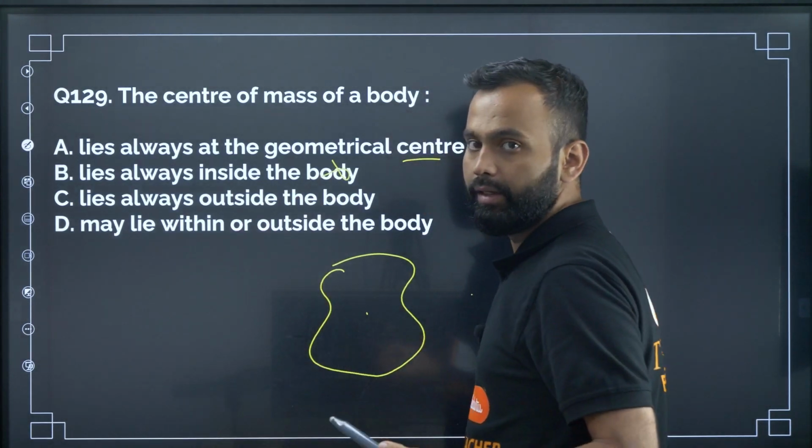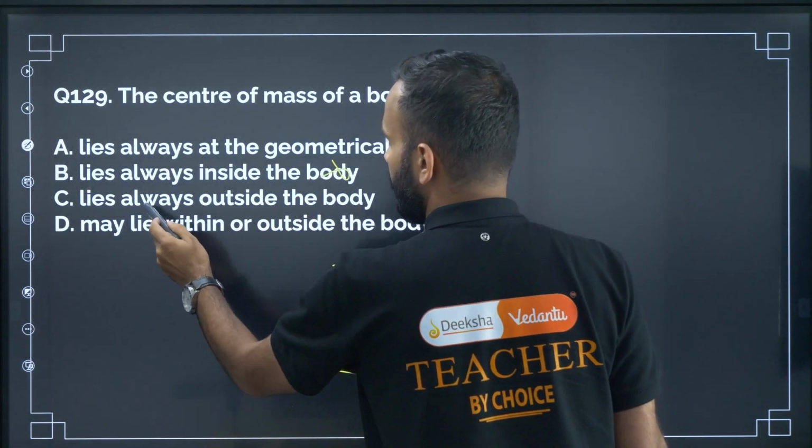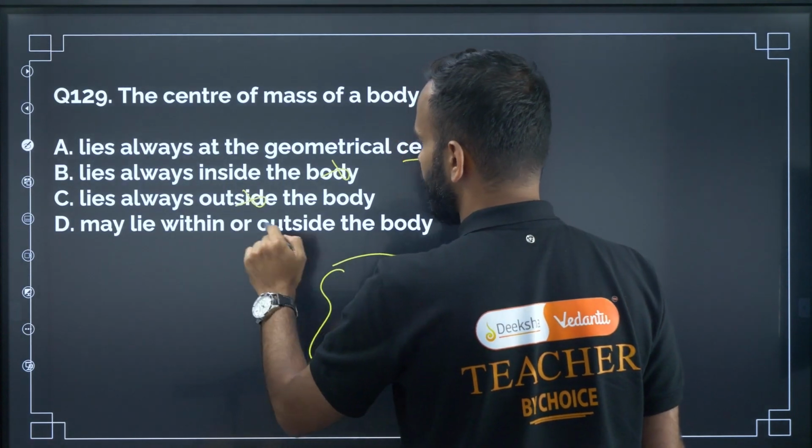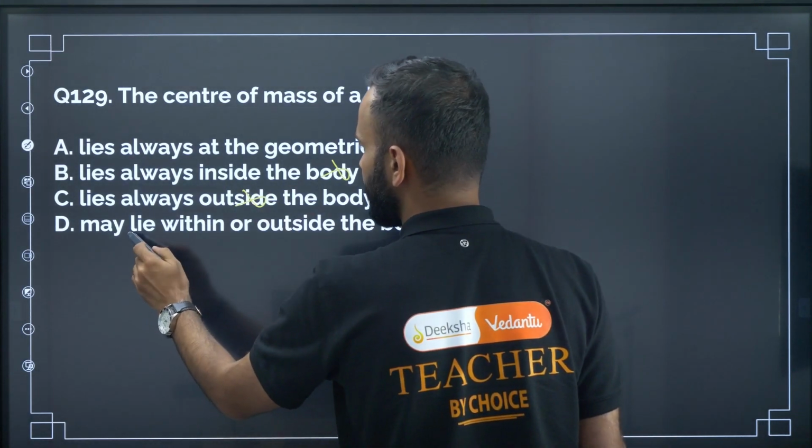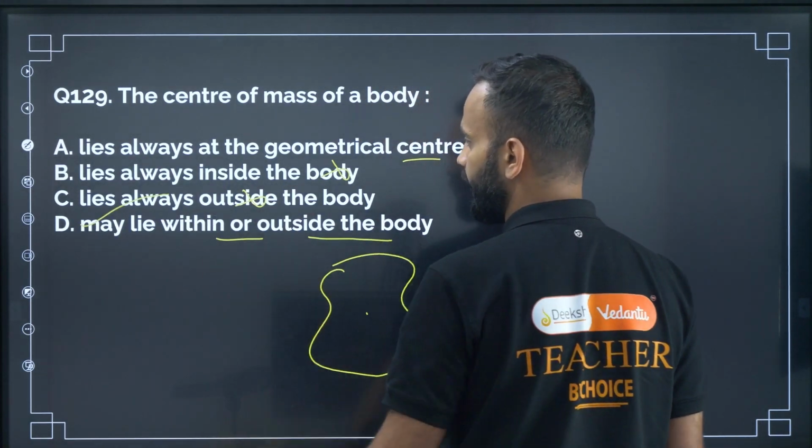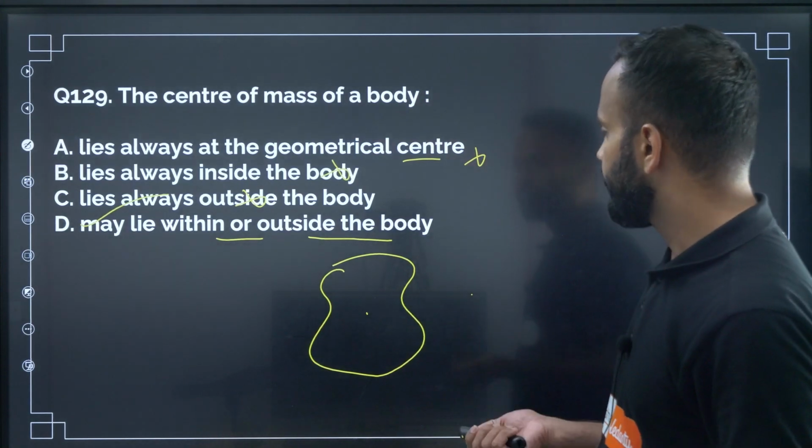So option B says lies always inside the body. Wrong. It may lie outside the body. Option C says lies always outside the body. Wrong. Option D says may lie within or outside the body. Yeah, correct. Option D is the correct answer.